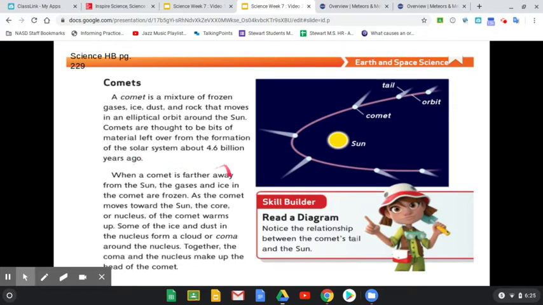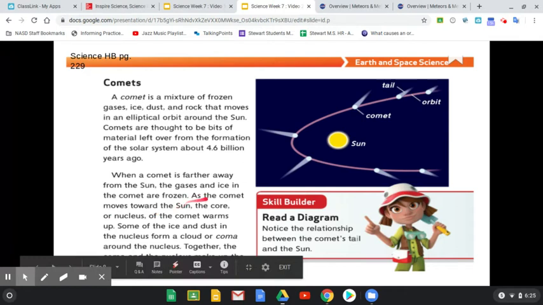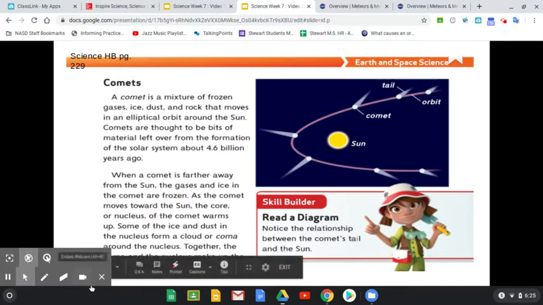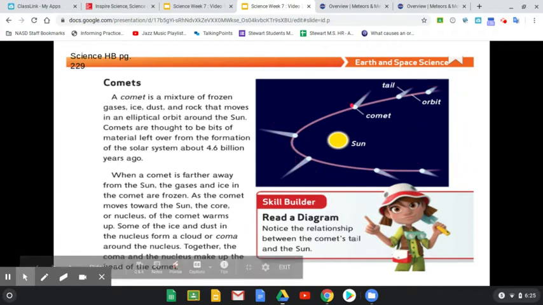When a comet is farther away from the sun, the gases and ice in the comet are frozen. As the comet moves toward the sun, the core or nucleus of the comet warms up. Some of the ice and the dust in the nucleus form a cloud or coma around the nucleus. Together, the coma and the nucleus make up the head of the comet. So if you take a look right here, boys and girls, here's your diagram. Here's the comet orbiting the sun and its tail behind it.